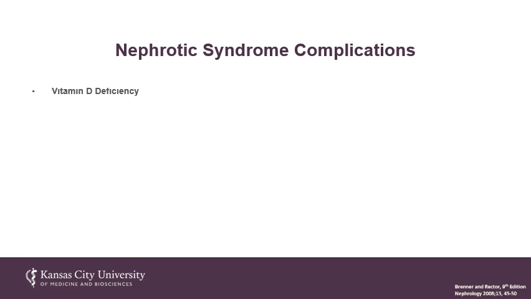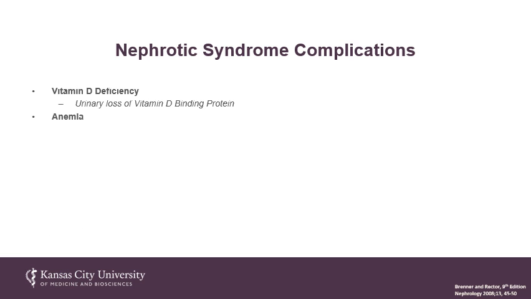Other complications, you can get a vitamin D deficiency, and that's because you lose in the urine something called vitamin D binding protein, which is a protein that helps transport vitamin D throughout the blood. So it's not uncommon. You check their total 25 vitamin D level and it's low, and you have to give them tons and tons of vitamin D.